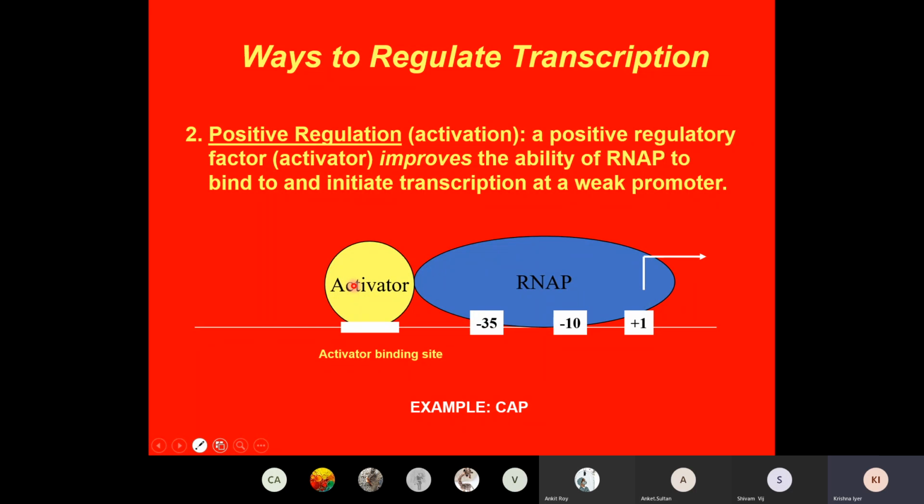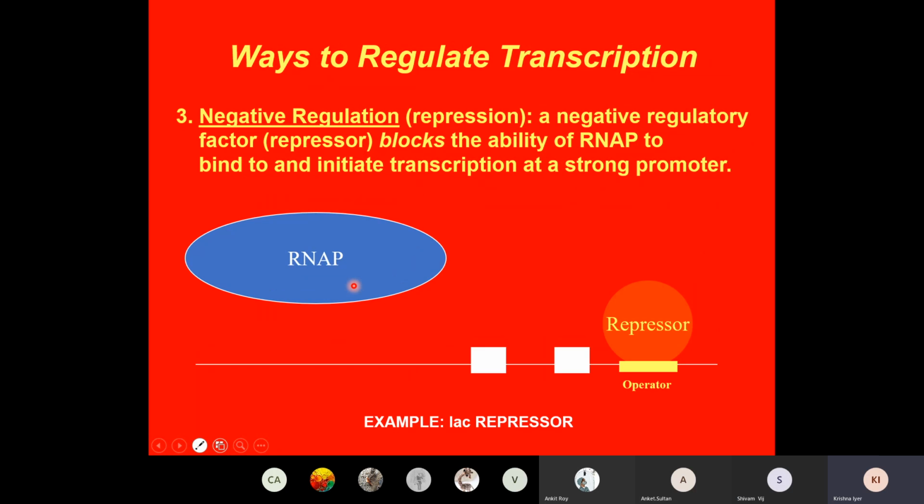And the reverse can also occur, what is called negative regulation, or repression. So what happens here? A protein factor blocks the ability of RNA polymerase to bind and initiate transcription at what is normally a strong promoter. So normally the gene is read very well, but when this repressor is present, it inhibits the transcription of that gene and slows down everything. Okay, so these are all different ways you regulate transcription.